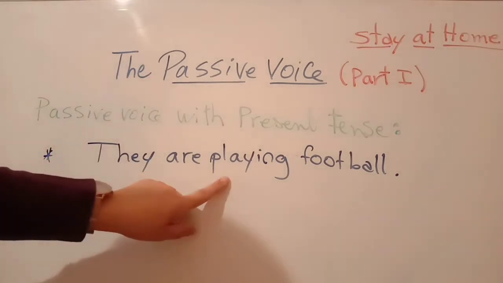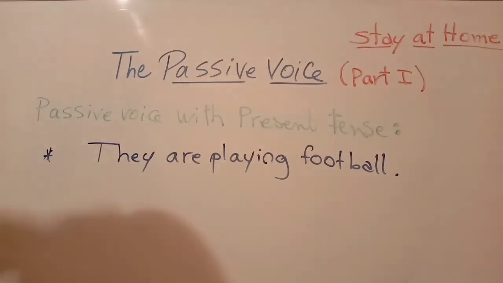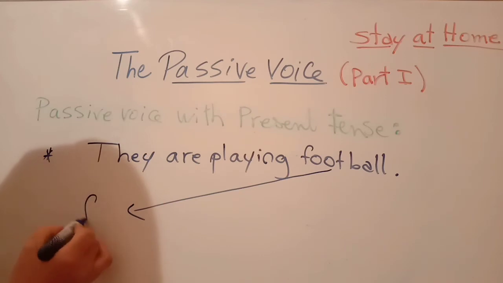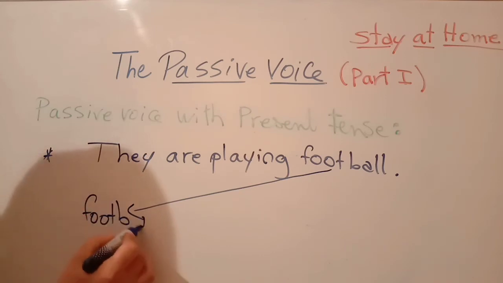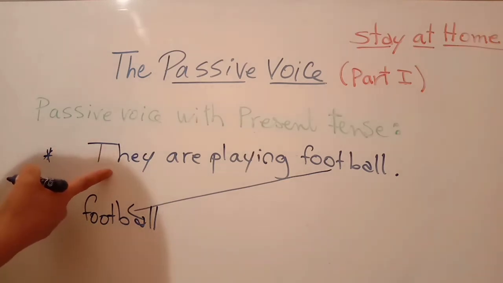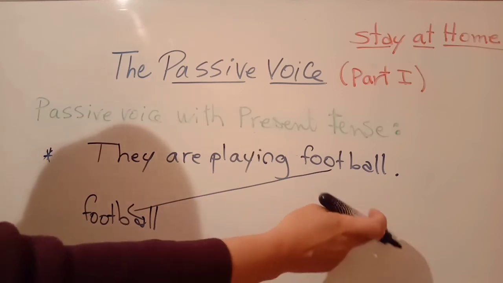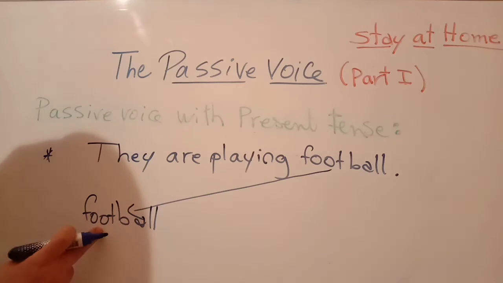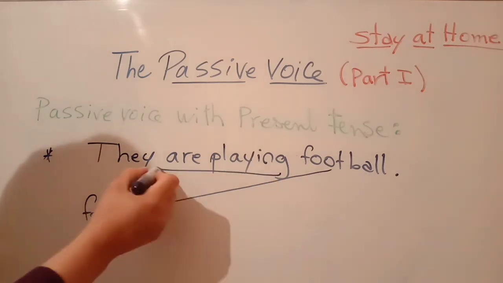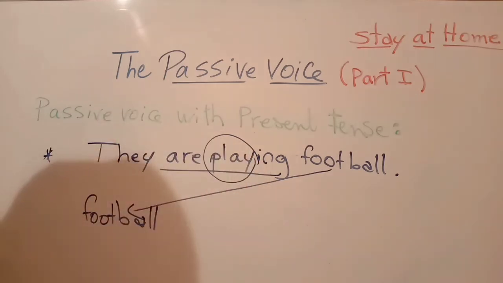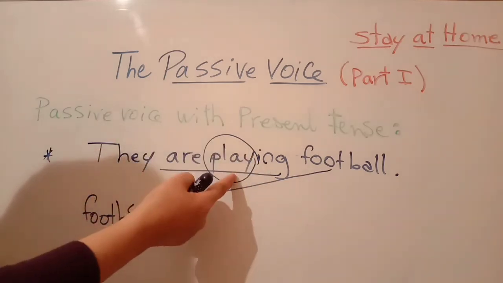They are playing football, okay? So the object becomes subject, football. So here, as you see, they. We don't know who they are, so there's no need to use by them, okay? So the object becomes subject. Now the focus on the verb. So the verb is play. In which tense? Are playing.